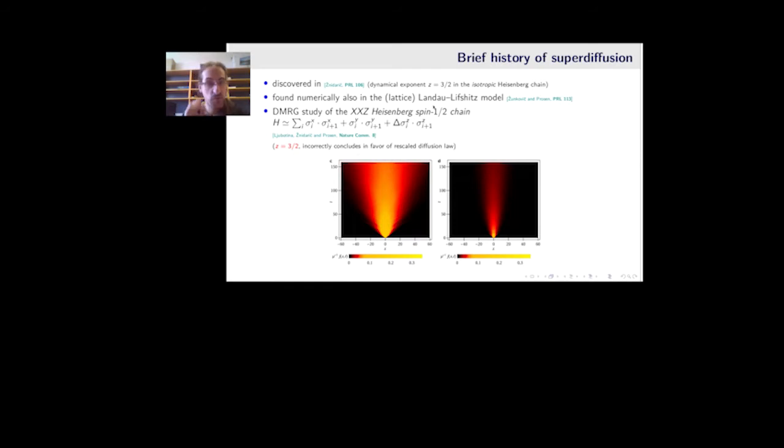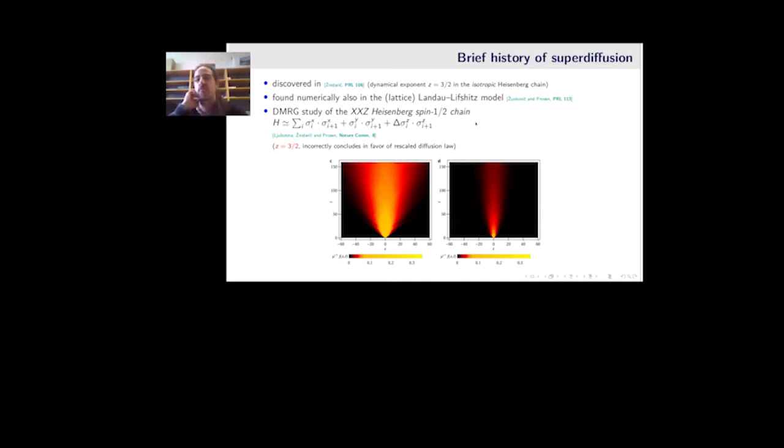And then shortly afterwards, there was a similar experiment. So these are all now numerical simulations, right? Later afterwards, there was a paper by Ljubotina and Prosen who found the same behavior with the same exponent, also in the classical lattice discretization of the Landau-Lifshitz model.